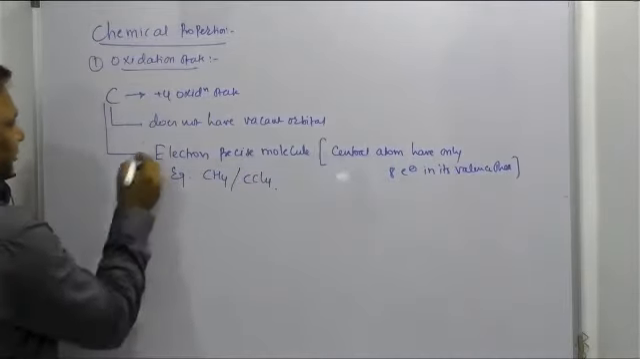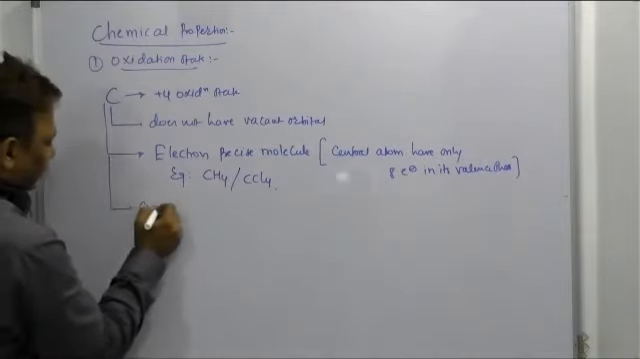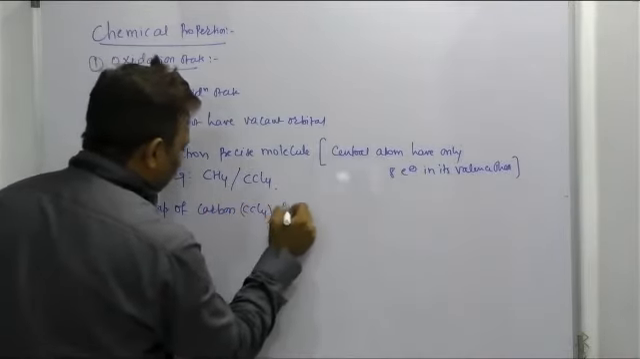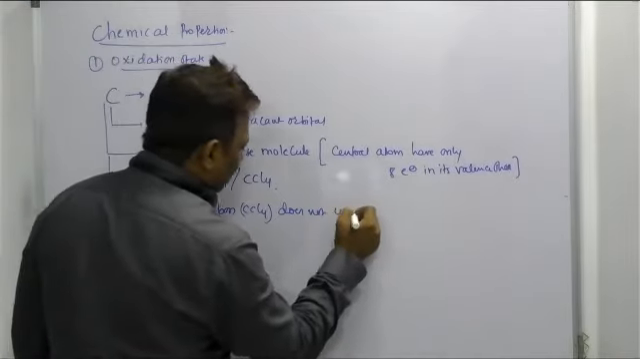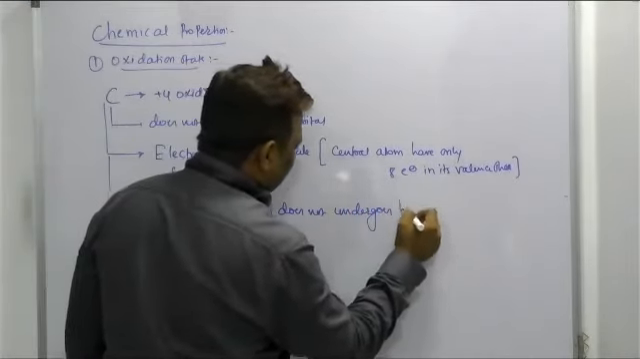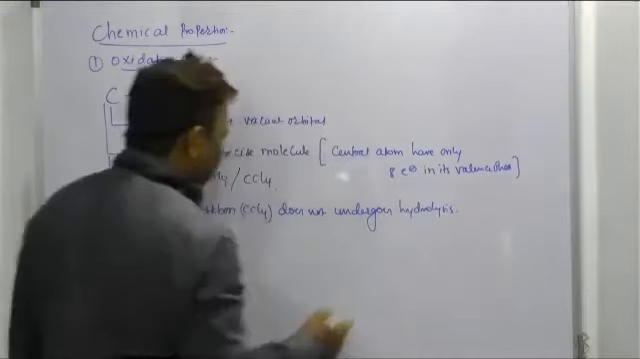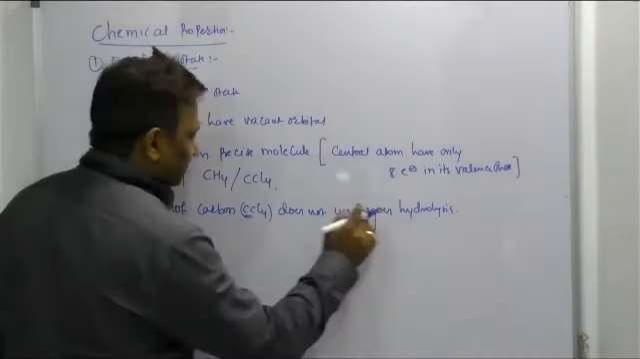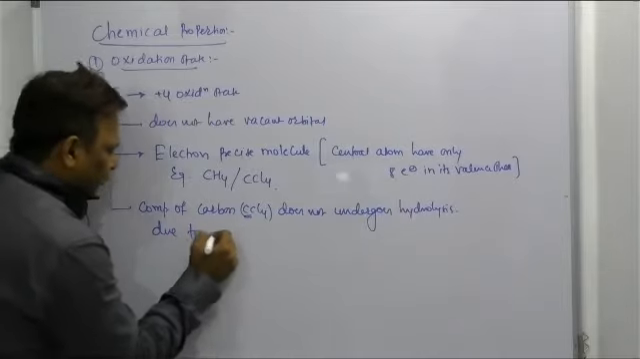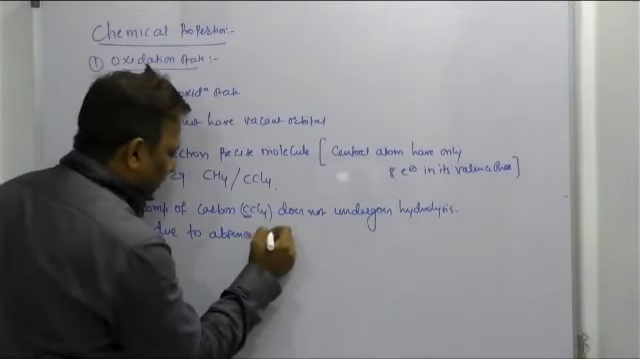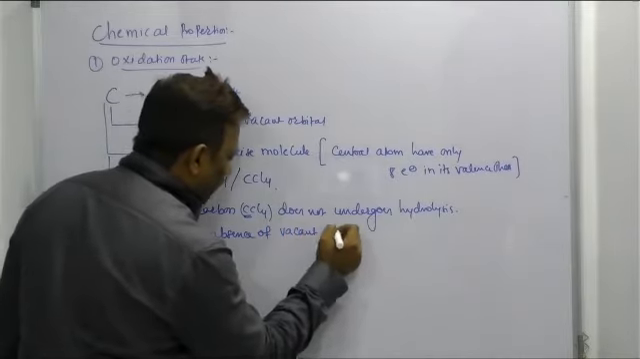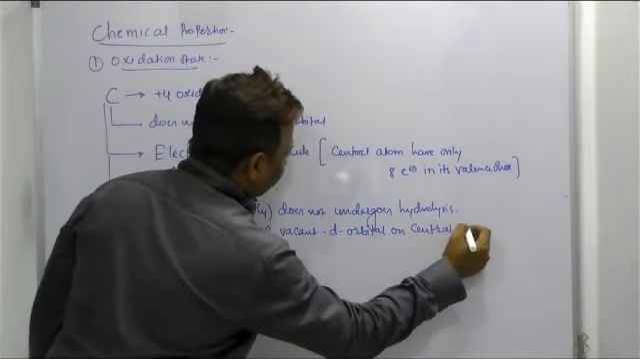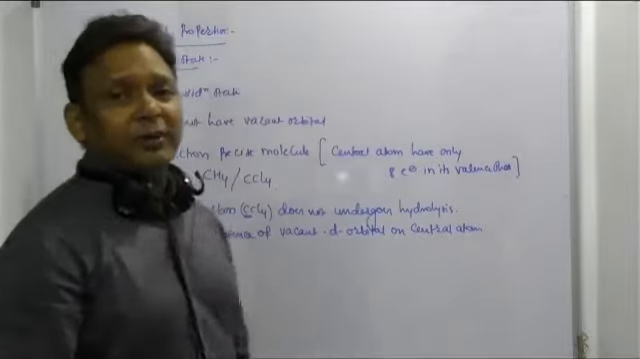Due to the absence of vacant d orbitals, compounds of carbon like CCl4 do not undergo hydrolysis. Sir, why does it not undergo hydrolysis? For undergoing hydrolysis, the central atom must have a vacant orbital. The reason is the absence of vacant d orbitals on the central atom. If the central atom does not have any vacant orbital, it cannot undergo hydrolysis.